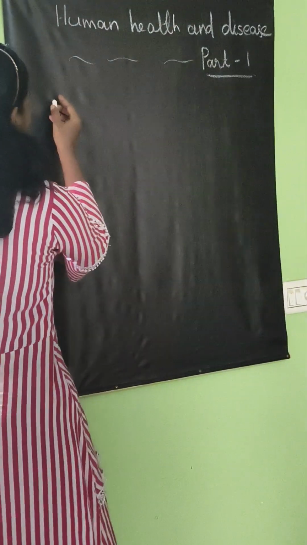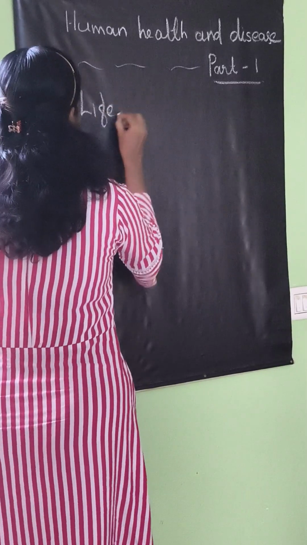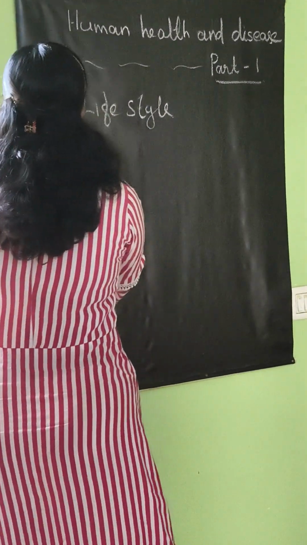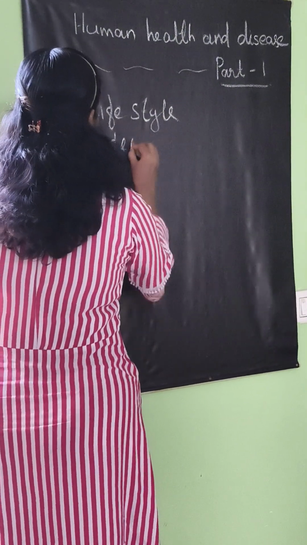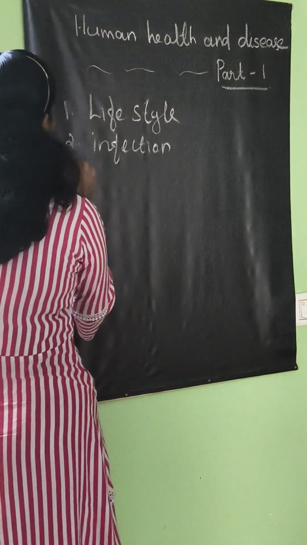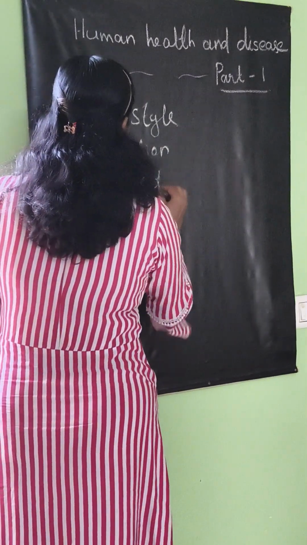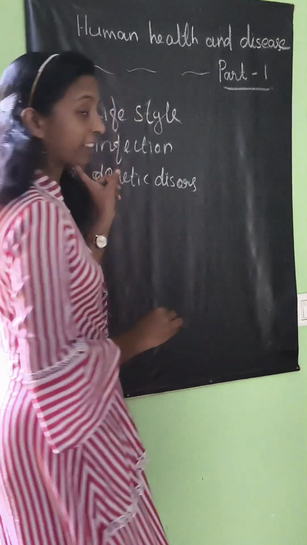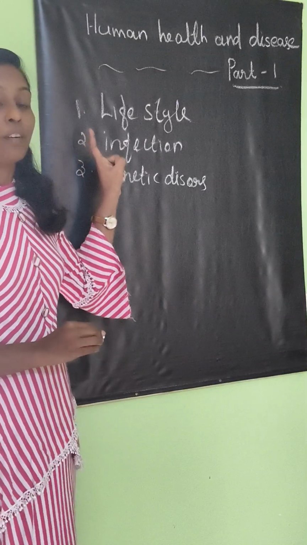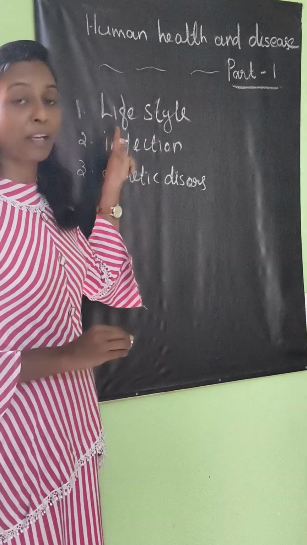Now we can study one of the important questions for the CBSE board exam. What are the factors responsible for human health? There are three factors. First, lifestyle. Second, infections. And third, genetic disorder. So these are the three factors responsible for health. We can see them one by one.